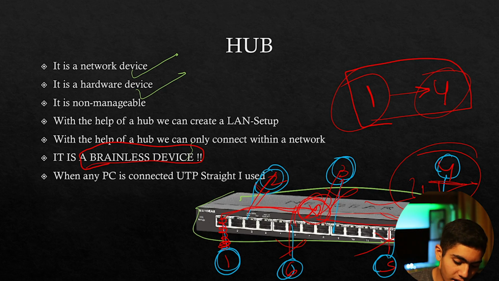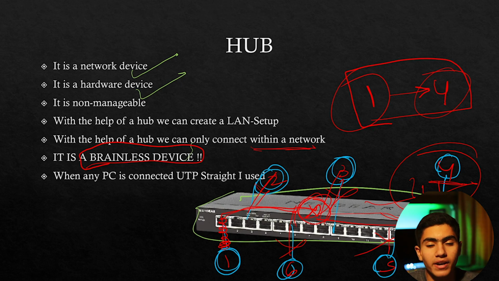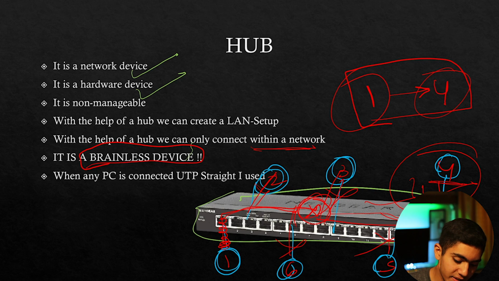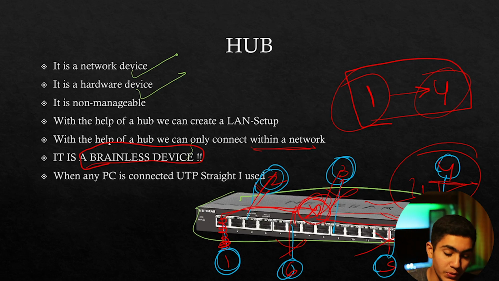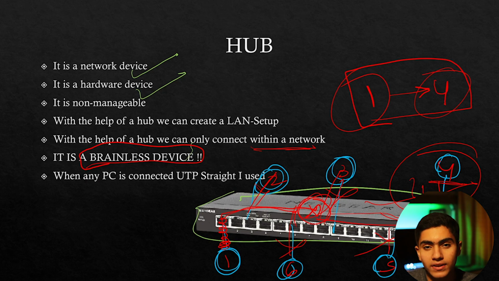All right. With a hub, we can connect within a network. We know that. Within a network, we can connect into a hub. It's a brainless device. And when any PC is connected to it, UTP straight is used. So I told you that whenever a PC to a PC is connected, we use a UTP cross cable. And whenever a hub to a PC is connected, we use the UTP straight cable. Whenever any network device is connected to a PC, we are using a UTP straight cable.